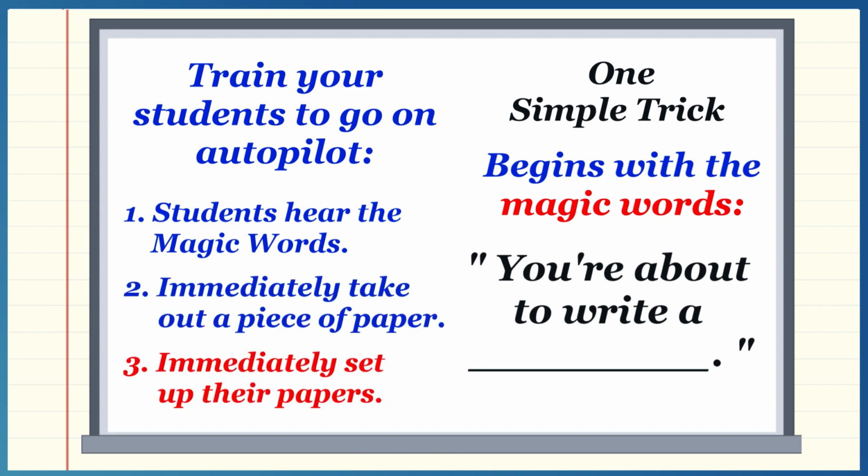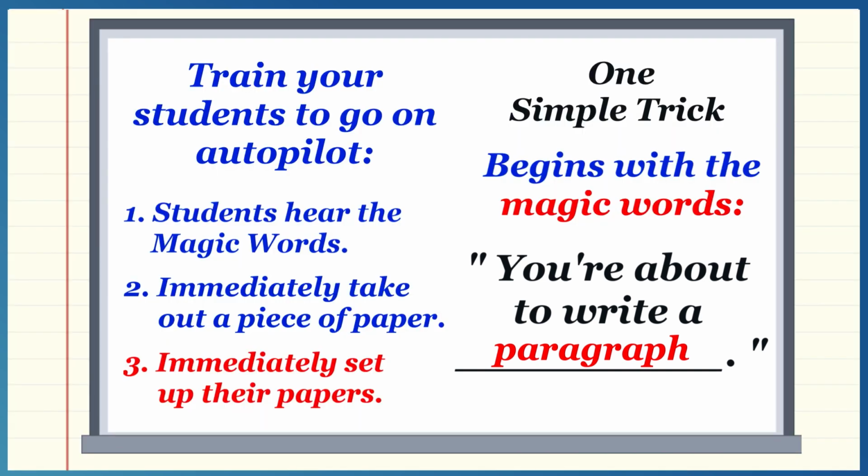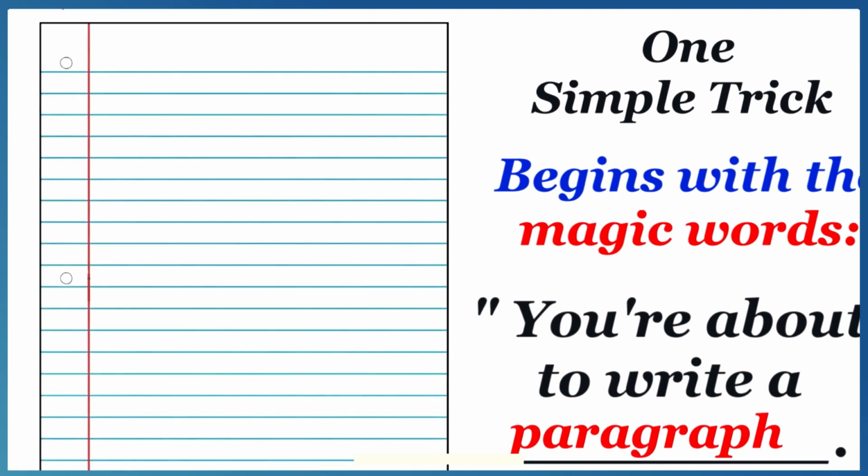So in this case, we're going to say, you're about to write a paragraph, and they're automatically going to set up their paper for a paragraph. You can see on this sample here that they start with their name and their date. They put pre-write in the center. They put one main idea with a 1 underneath, and then they list A through E, and it starts resembling an outline that they may do when they're taking notes. And that's it. That's all they do.